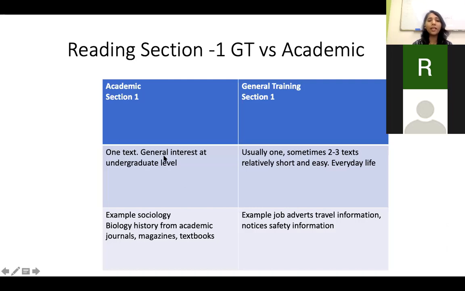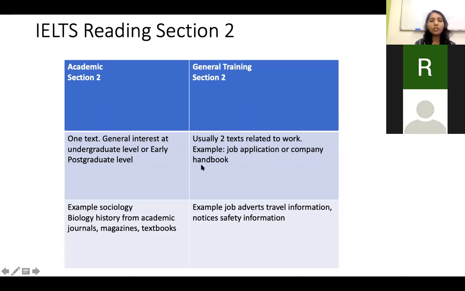So this is the difference between academic section 1 and section 2. Section 1 of academic is at an undergraduate level, whereas in section 2 you will sometimes have 2 or 3 texts, and it's relatively short and easy. It's something related to everyday life. And this is where the sources are from. Section 1 is borrowed from all these contexts, whereas general training section 1 is borrowed usually from job adverts, travelogues, safety information and all. So these are the differences between academic and general training.